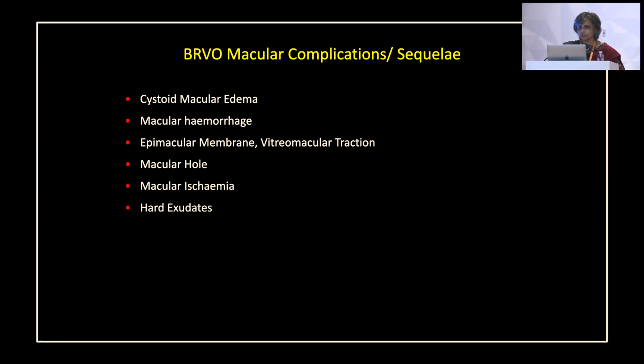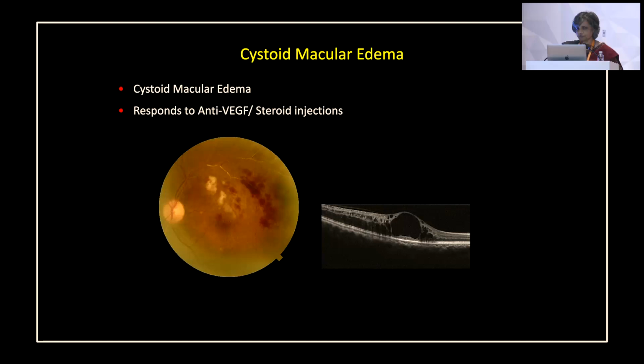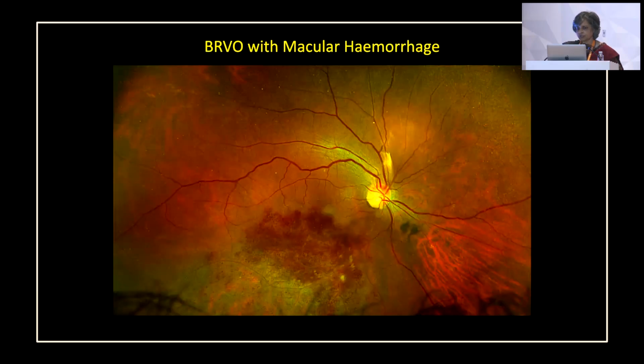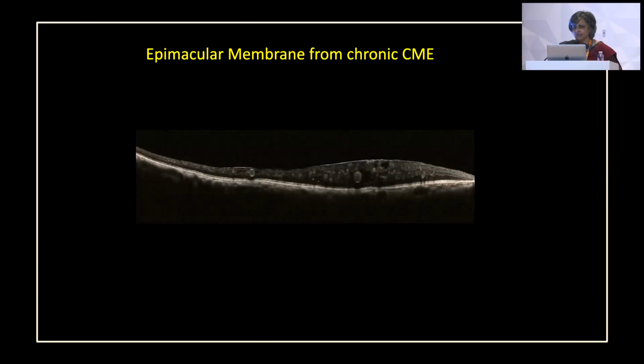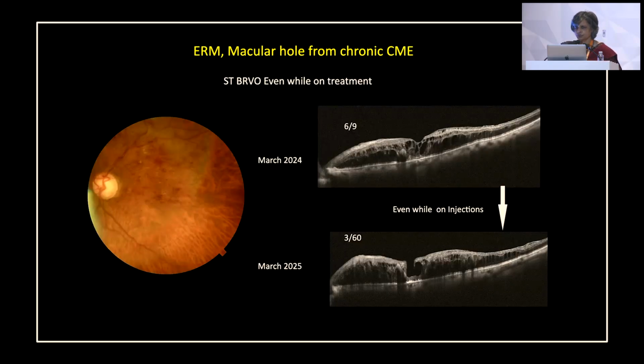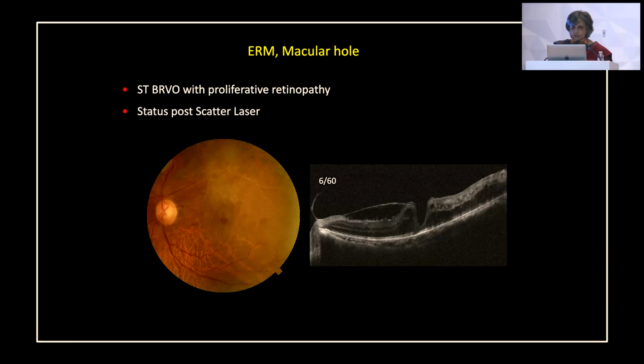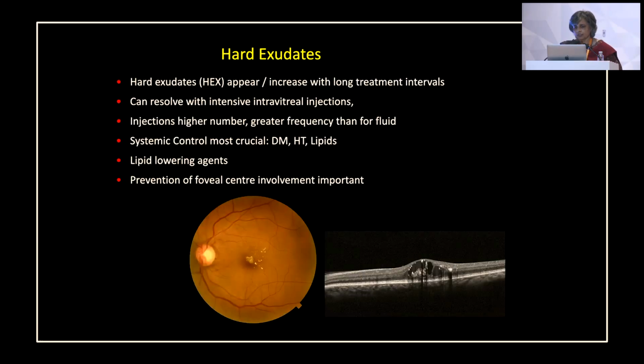Branch retinal vein occlusion can have multiple macular complications, which I have listed here. Most common, of course, is the cystoid macular edema, which requires repeated injections, but hemorrhages can also compromise vision. Often, chronic edema develops ERM, which compromises vision. Even with treatment, sometimes they can go into macular hole because of the edema, with poor prognosis. And another interesting feature of branch vein occlusion can be macular exudates, which ultimately cause irreversible vision loss.